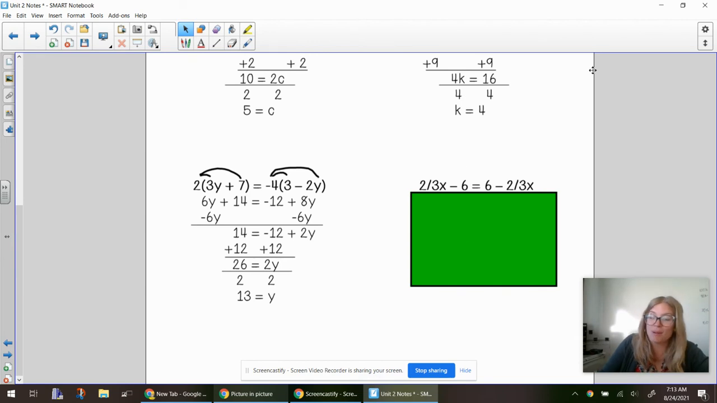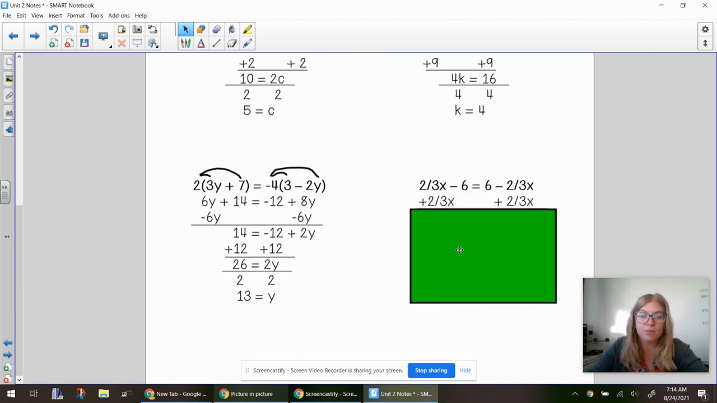Last but not least, I have this problem which I love because it involves fractions, and students hate fractions so much, but we're still going to talk about them. So I need to add or subtract to get my variables on the same side of the equal sign. Just because there's fractions here, nothing changes. It's going to work the exact same. I can either subtract 2/3 x or add 2/3 x. And I'm going to choose to add 2/3 x because, again, I like to keep my numbers as positive as possible.